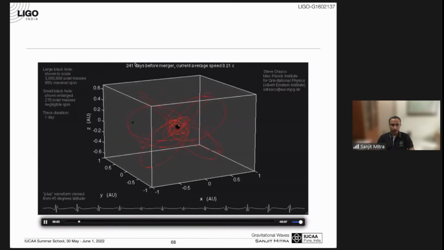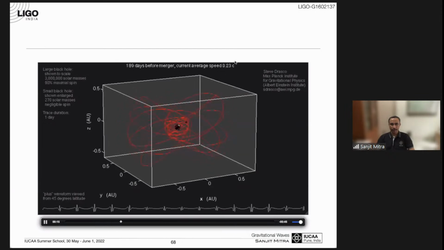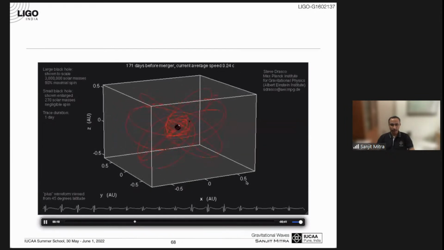Now see, this is showing the days before merger. Of course, it is highly accelerated in time. I mean, otherwise it would take 200 days to play this video. And look at the speed. It is 0.2c, so very high. This box is going to shrink with time.